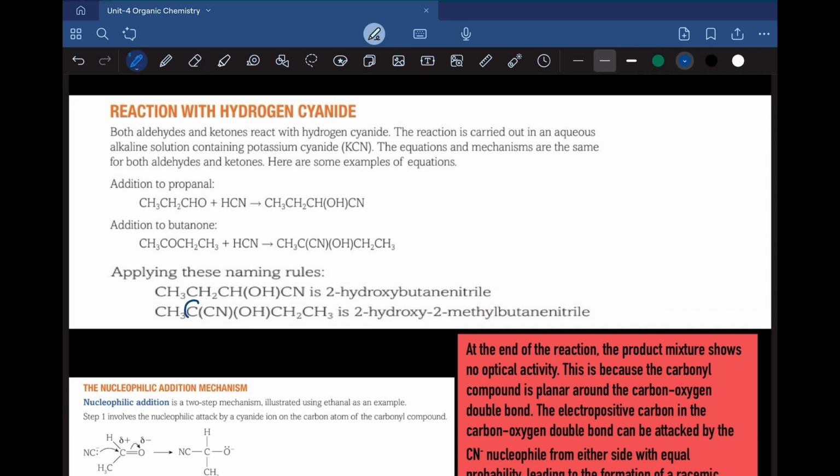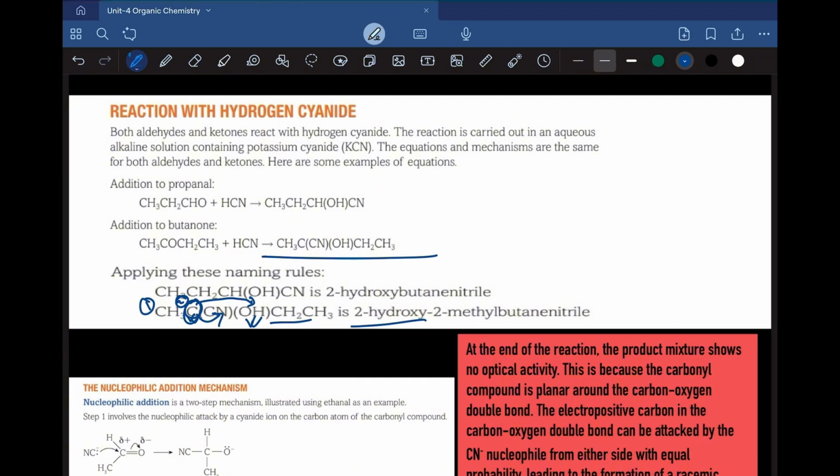Now this carbon atom is bonded with the hydroxyl group as well as this CN. If we count from here, this is the first carbon atom, this is the second carbon atom. This second carbon atom is bonded with the hydroxyl group, that's why I have written 2-hydroxy. And this carbon atom is also bonded with a methyl group. That is why we have written 2-hydroxy 2-methyl butanenitrile. If I actually draw this down as well, let's draw this first.